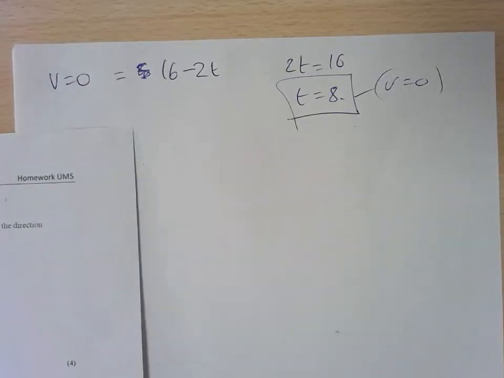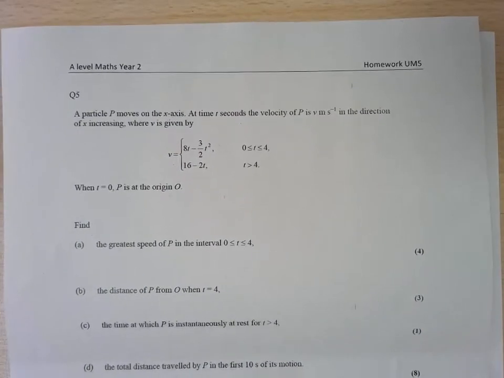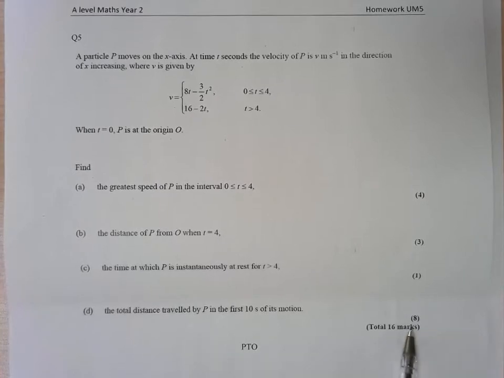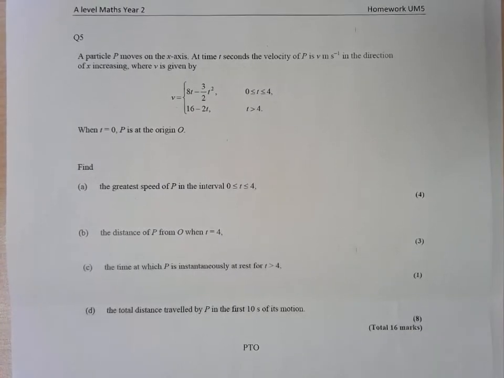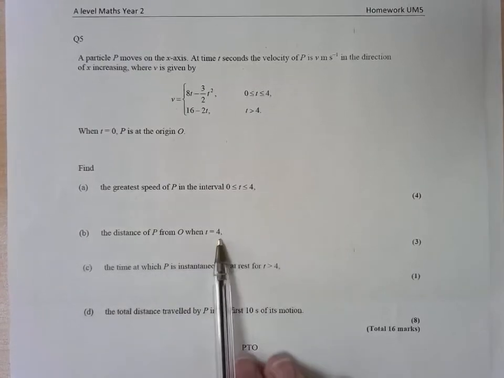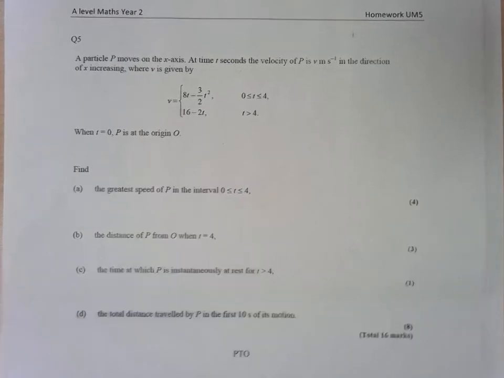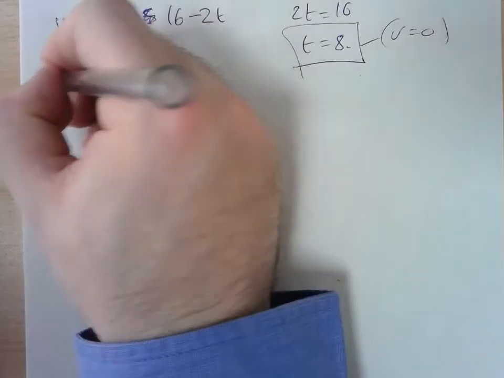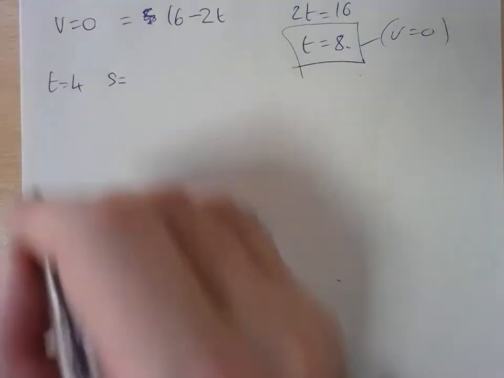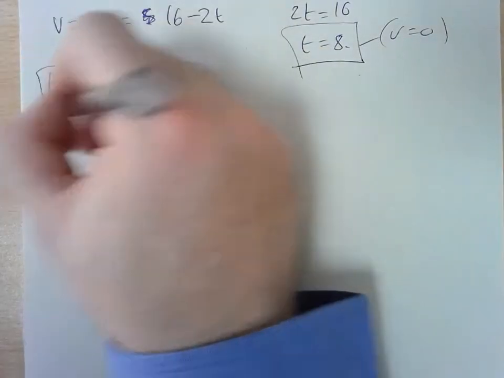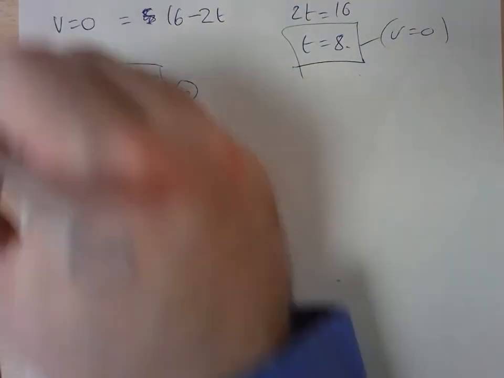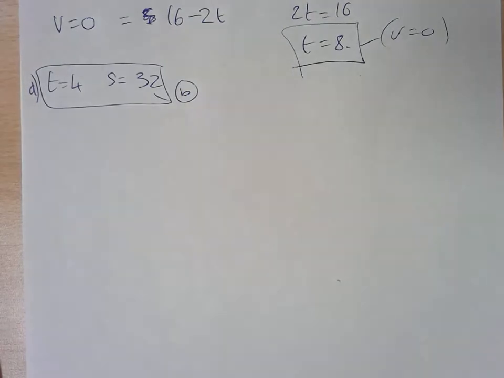Okay, we're asked to find the total distance travelled by P in the first 10 seconds of its motion. We should notice that this is worth 8 marks, so this isn't going to be something we can do immediately. But actually, we know the distance when t equals 4. So t equals 4, we know that s equals, we worked out before, 32. So this came from part B. So we're now doing part D. So we need to work out a bit more.